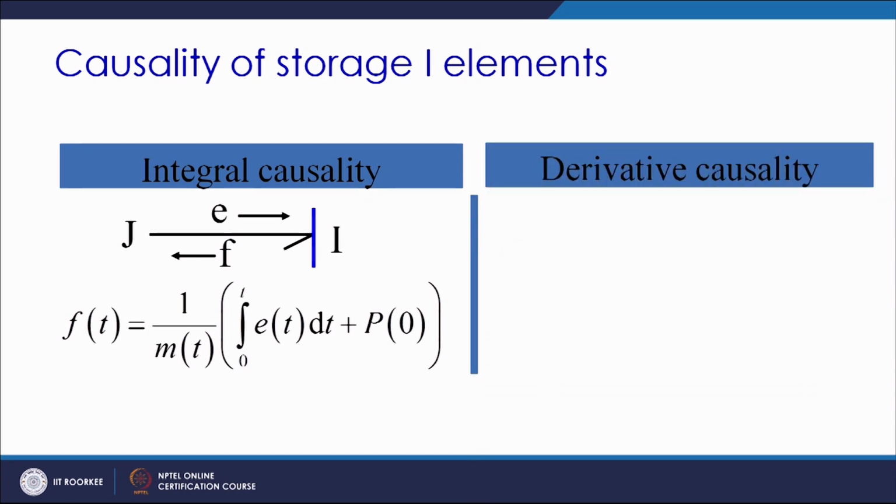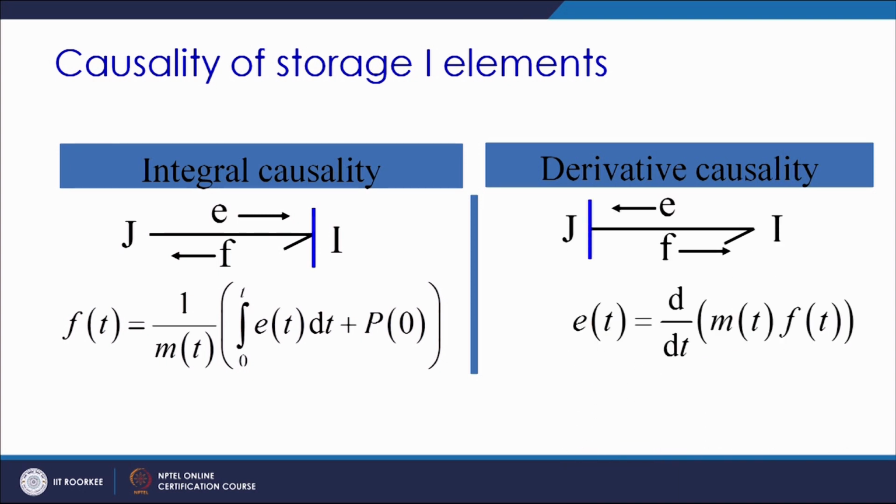Similarly, if this integral causality is not there, then the other form of causality, that is I receiving flow and returning effort, is what we call the derivative causality, and for derivative causality this is the equation which is applicable. Since all the numerical algorithms are integrating in nature, we prefer the integral causality so that we are able to simulate our systems.